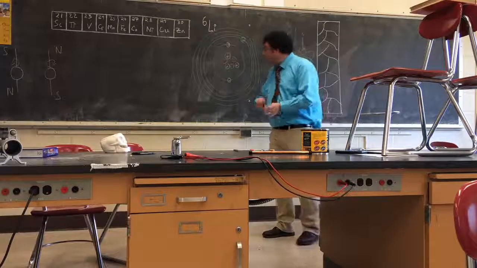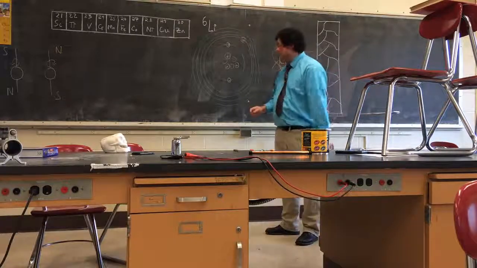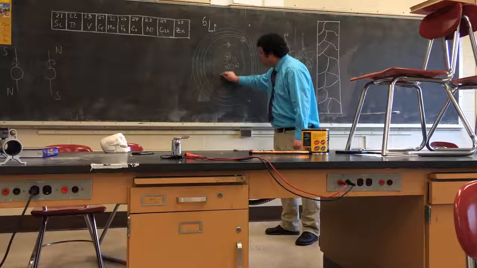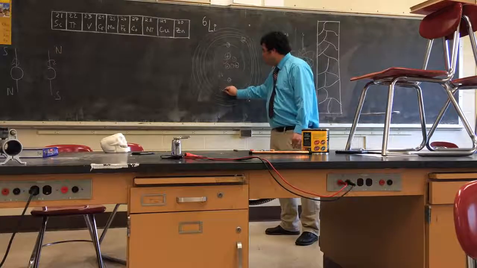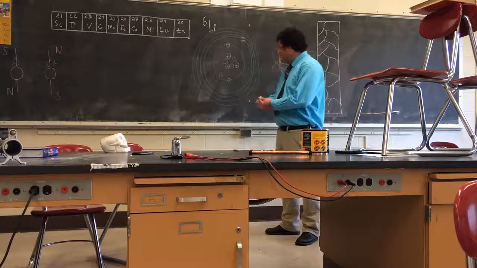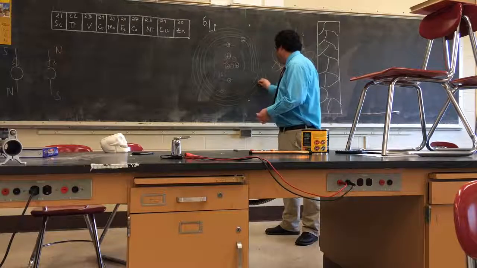In case you've heard the term, I'm going to give these names. Don't worry about them if you haven't. This inner ring is called the 1s orbital. This next ring is called the 2s orbital. And these next 3 are called the 2p orbitals.